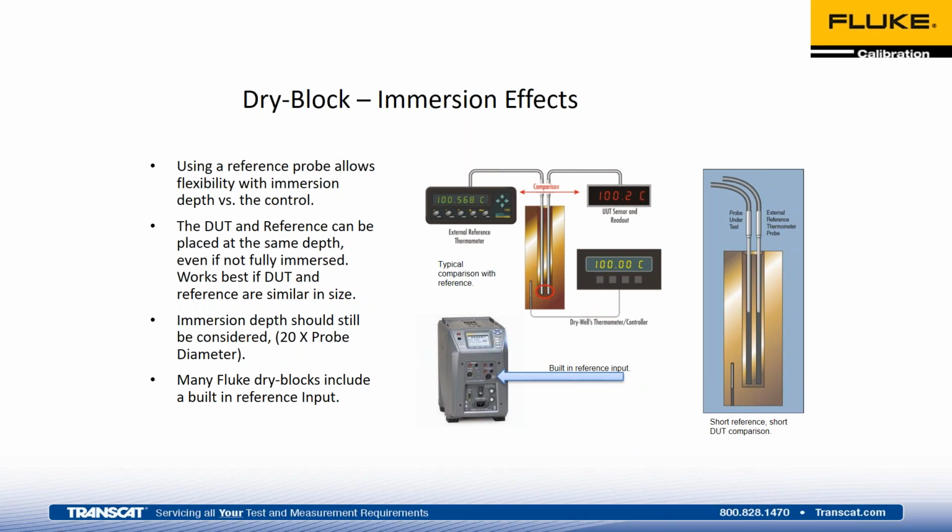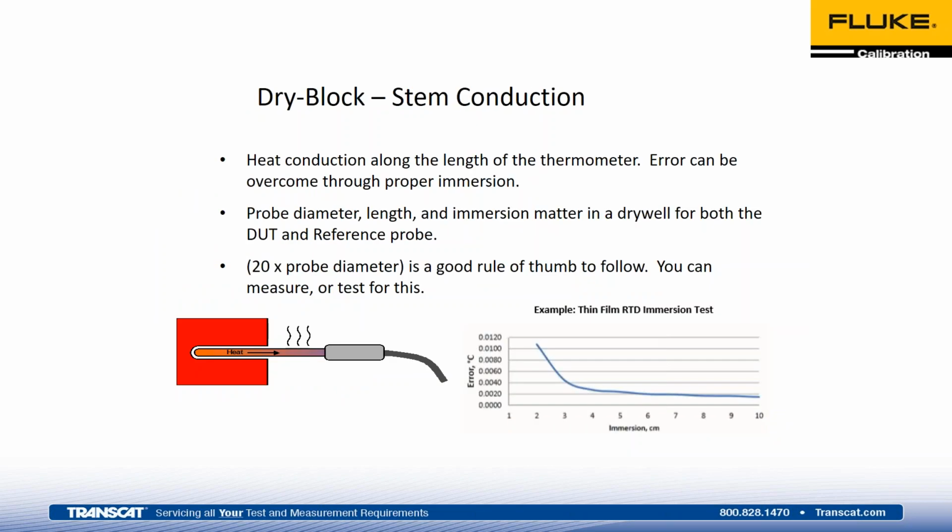Good rule of thumb as far as immersion depth. I've heard several over the years, but you're usually pretty safe if you take 20 times the diameter of the probe. So whatever your probe is, just multiply that by 20. So a 1/4 inch probe comes out to be about 5.5 inches, somewhere around there. But you're usually pretty safe with that. And we'll talk about that a little bit more as we move forward here.